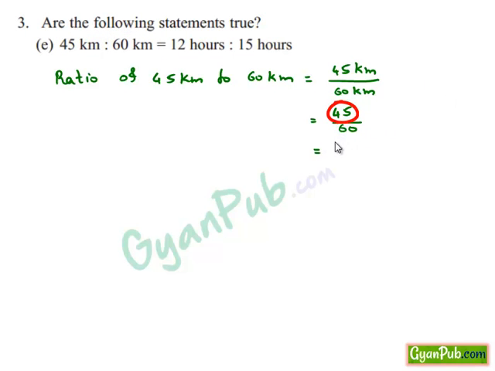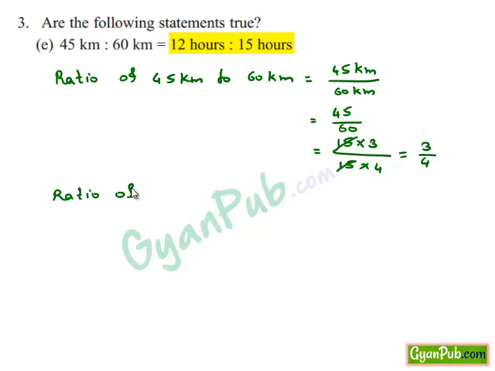Now 45 is 15 times 3 and 60 is 15 times 4. So 15 in the numerator and 15 in the denominator gets cancelled, which gives the ratio of 45 km to 60 km as 3 upon 4.